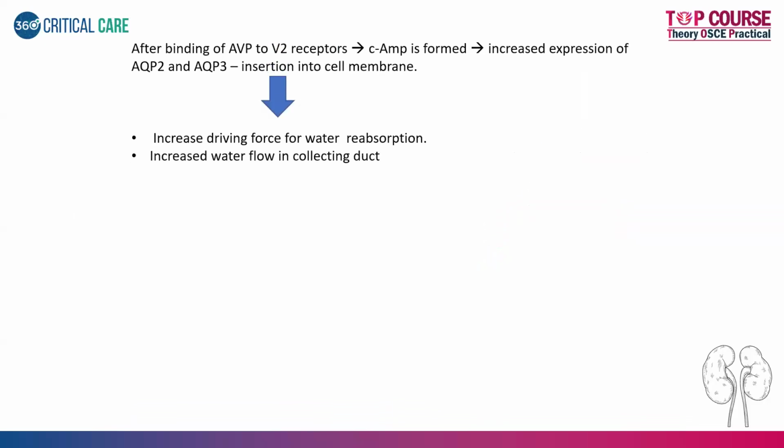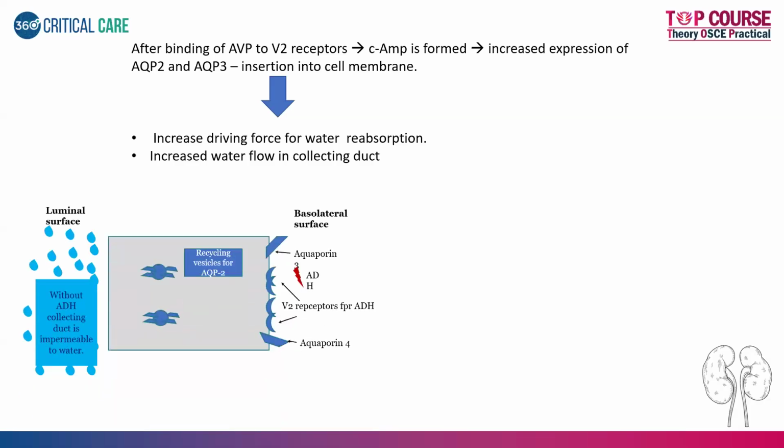What usually happens after the neurohypophysis secretes vasopressin is it acts onto the V2 receptors. We are only confining ourselves to the kidneys right now, which causes the presentation of cyclic AMP, and that causes an expression of a channel that is called the aquaporin channel, that is aquaporin 2 and aquaporin 3. This causes the insertion into the cell membrane. Because of the translocation of these porin channels, it causes the increased driving force of water reabsorption with water flow into the collecting duct.